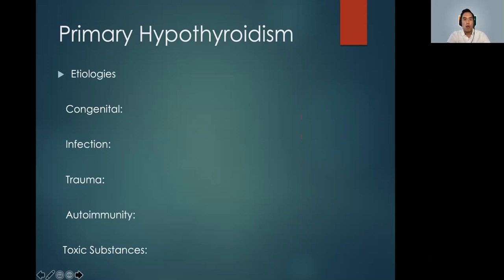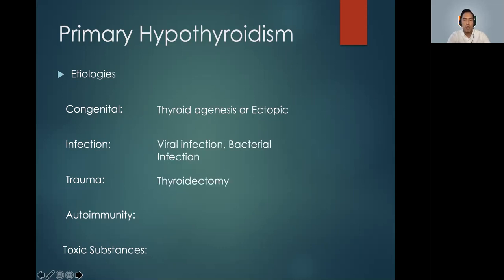So what are the etiologies of primary hypothyroidism? There are five main categories. One is congenital, which is caused by thyroid dysgenesis or an ectopic thyroid gland. Another is infection, such as viral or bacterial infection. Trauma, such as in a patient that had a thyroidectomy. Autoimmunity, which many of you are familiar with, which is Hashimoto's thyroiditis, probably the most common cause of primary hypothyroidism in children. Or toxic substances, such as iodine, seizure medications, or lithium.